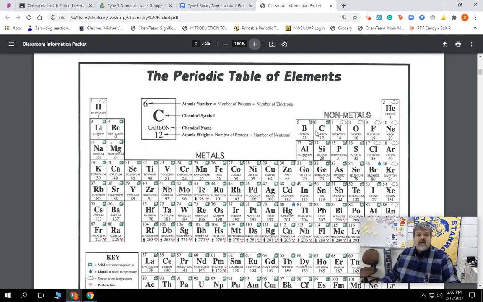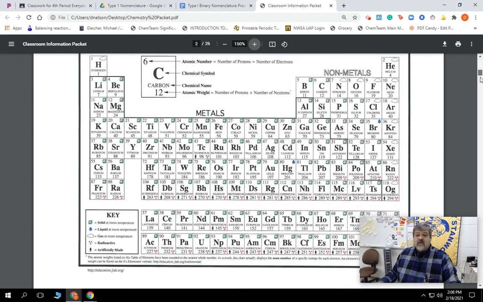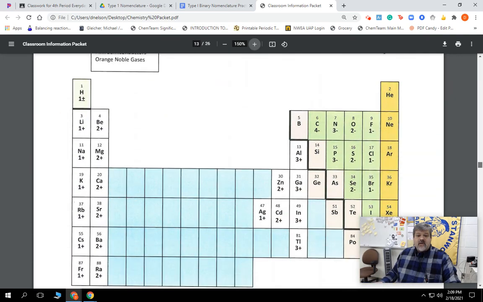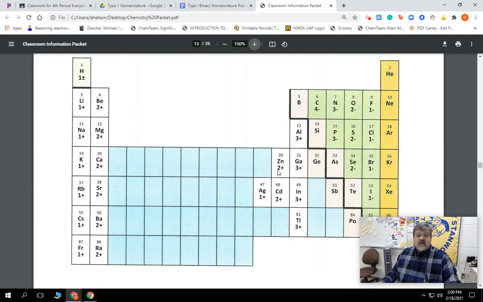Well, the best way to do that with zinc is to go ahead and pull all the way back down to page 12. Here's page 12. Well, there's zinc, so zinc is going to be a +2.